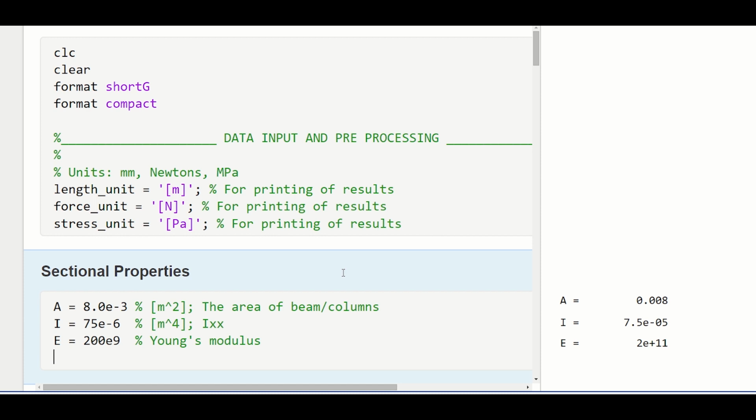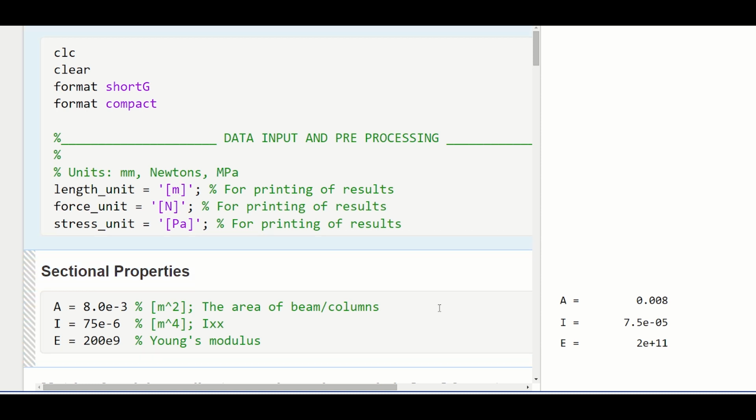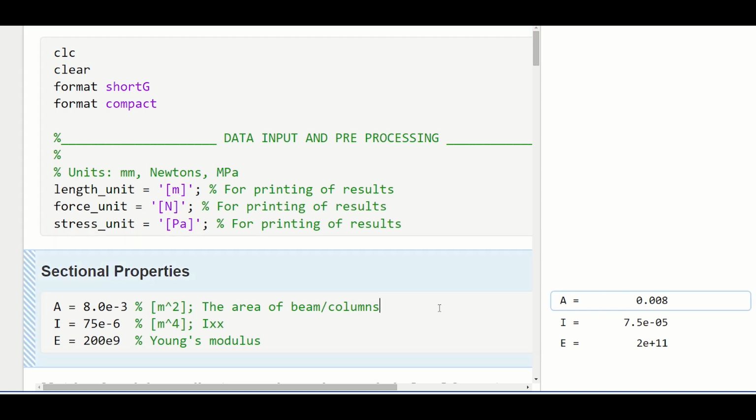The first thing first. By the way, I typed everything in the Live Editor, which might actually be easier for you to work with. I'm working with meter-Newton units, and I gave the sectional properties: the area, your moment of inertia, your Young's modulus, everything as given.